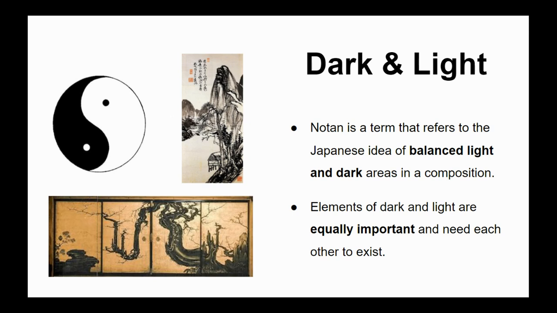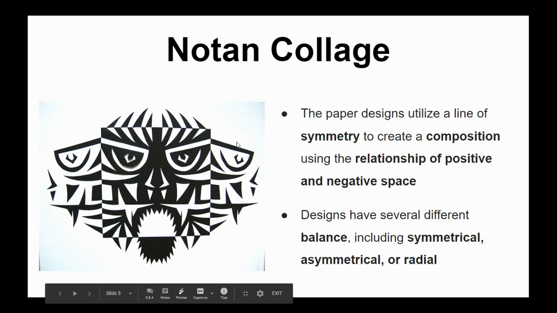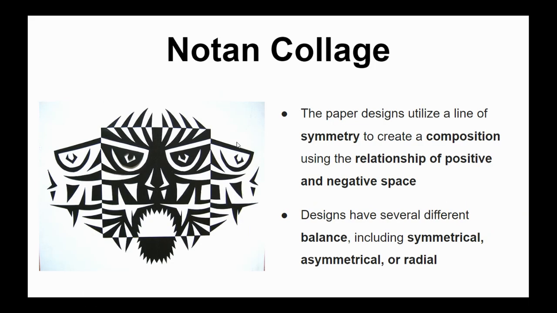Here are some other paintings of artwork that utilize a similar concept of light background and really dark paint for the contrast in the foreground. Oatan collage. So applying what you've learned about the Oatan, you can apply this also to the art making method of collage. The paper design utilized a line of symmetry to create a composition using the relationships of positive and negative space. So here's the line of symmetry, this edge of paper here.